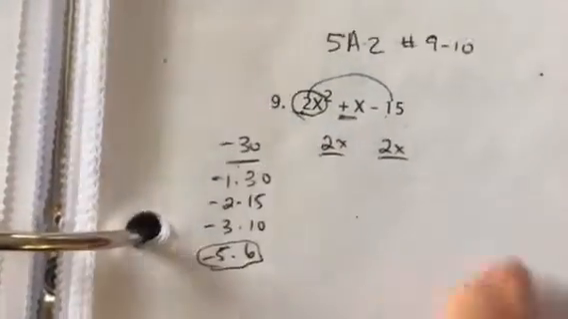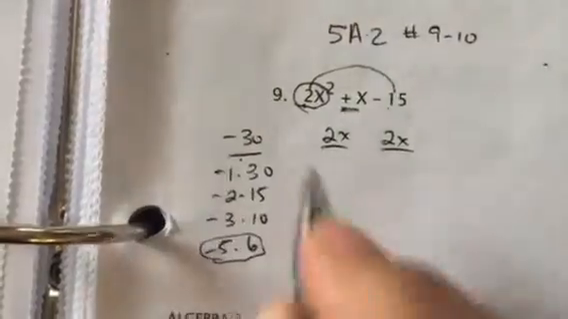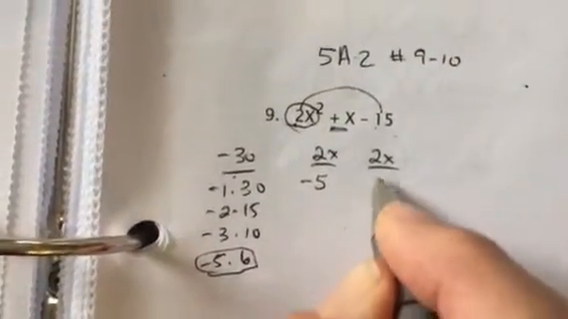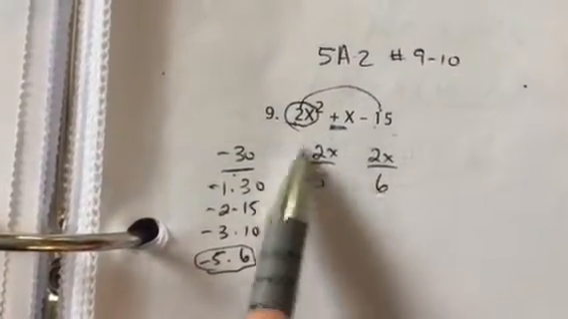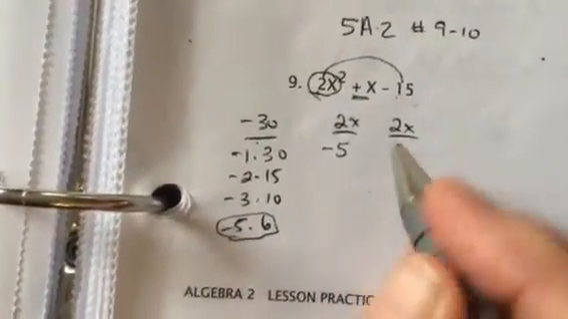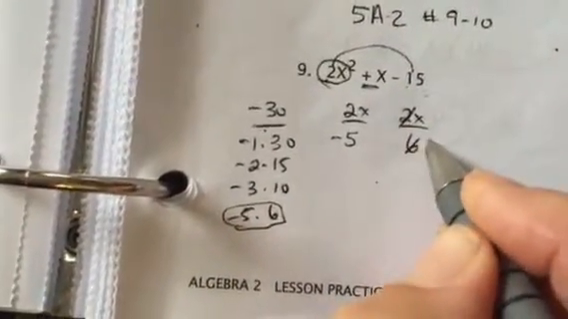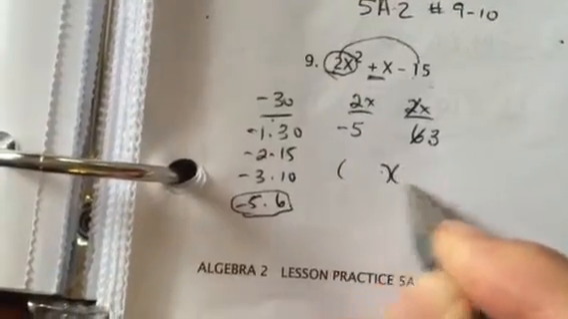Okay, make it into a little fraction. Write your magic pieces under there. So one's a negative 5 and one's a 6. Sometimes your fractions won't reduce, sometimes they will. Look at this, 2 goes into 6 3 times. Once you do that, you've got it.